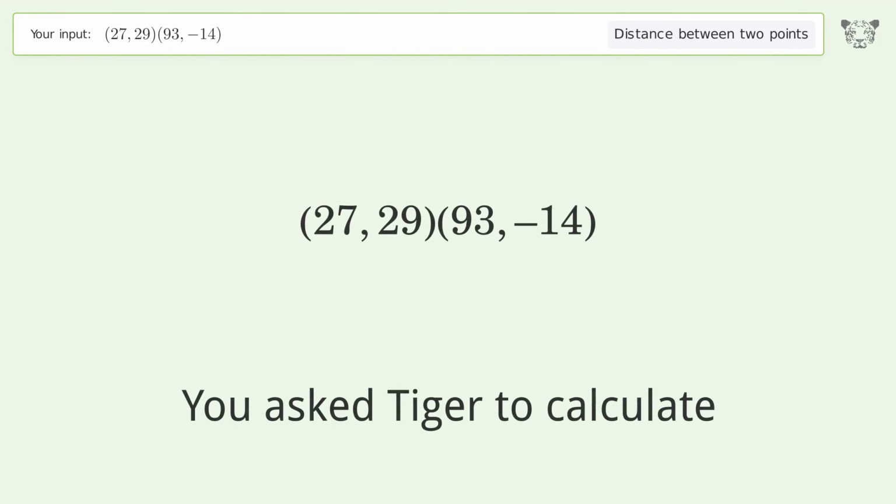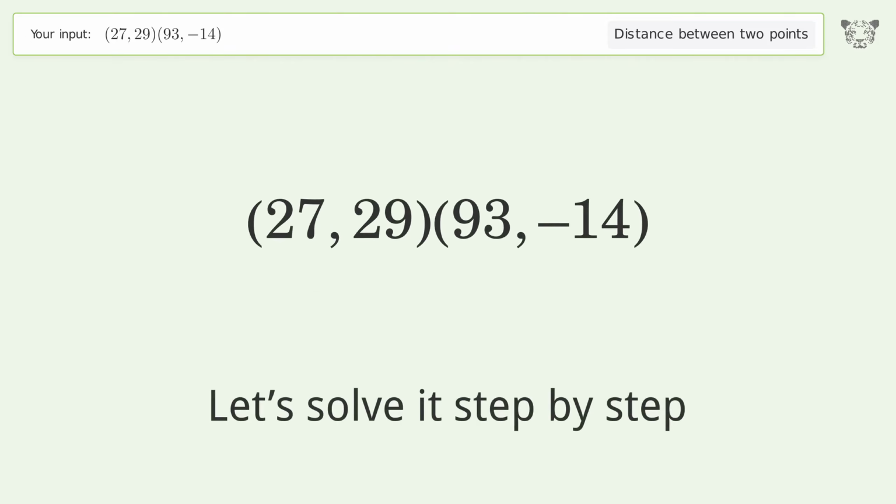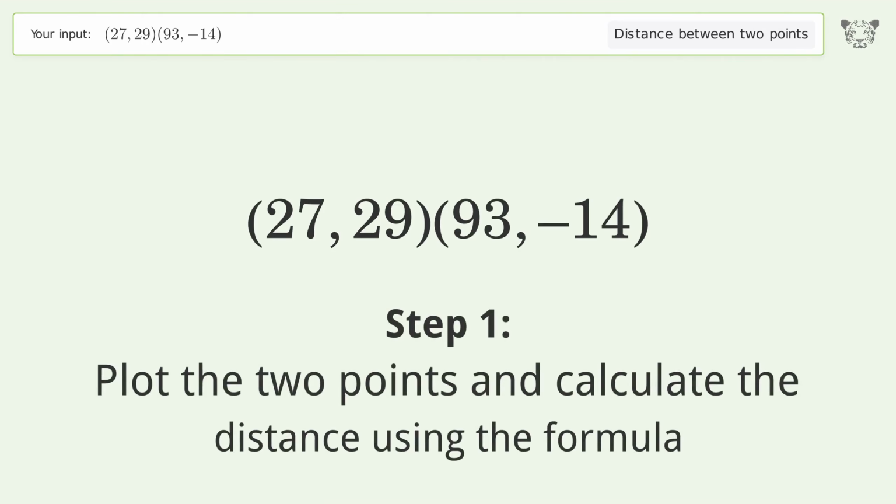You ask Tiger to calculate. This deals with the distance between 2 points. The distance between the 2 points is the square root of 6,205, or 78.772. Let's solve it step by step. Plot the 2 points and calculate the distance using the formula.